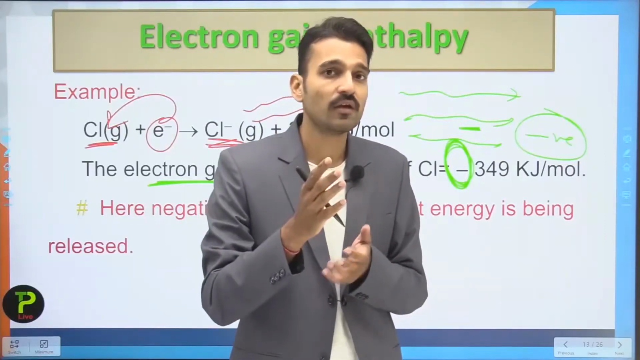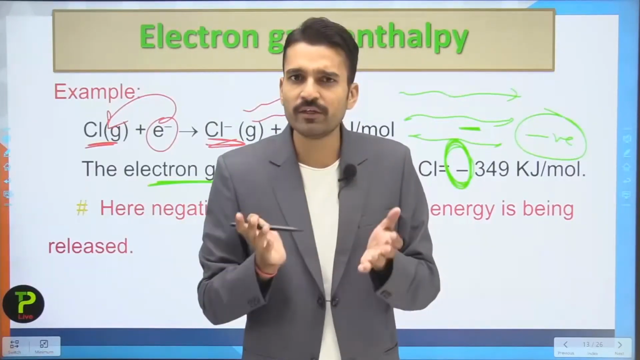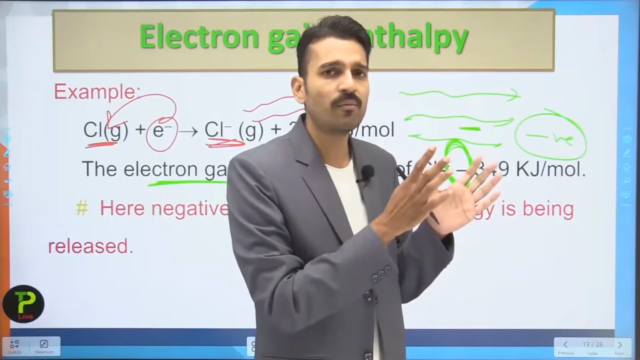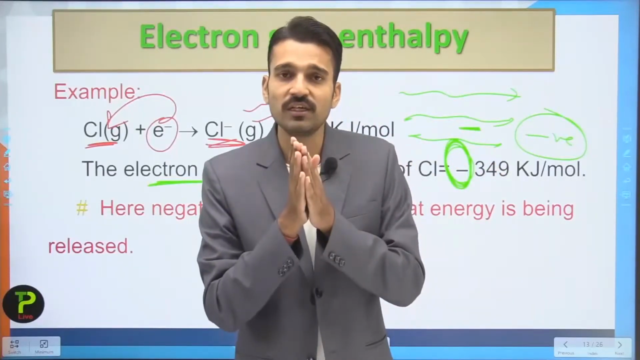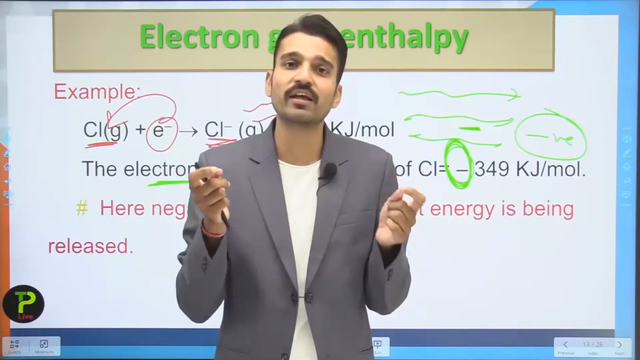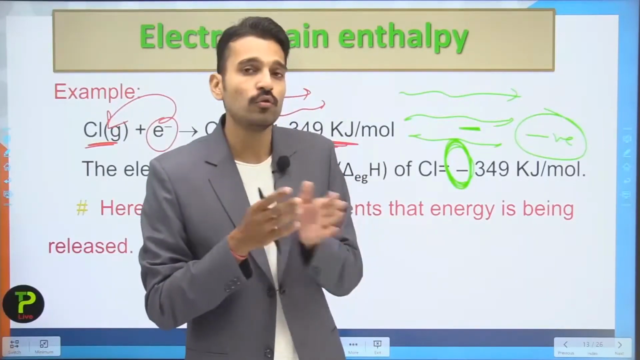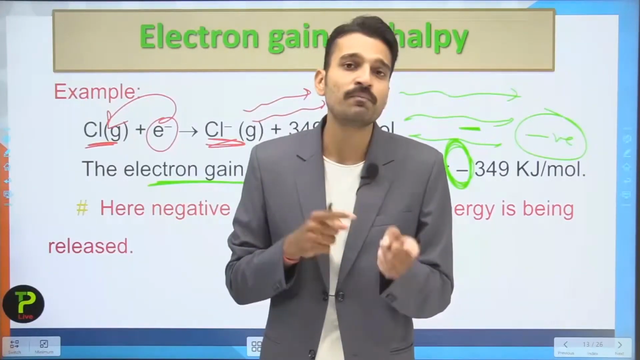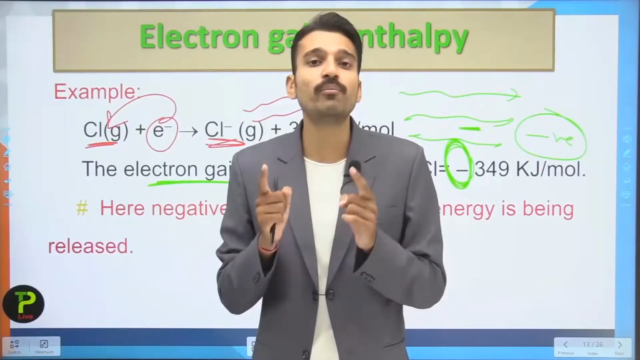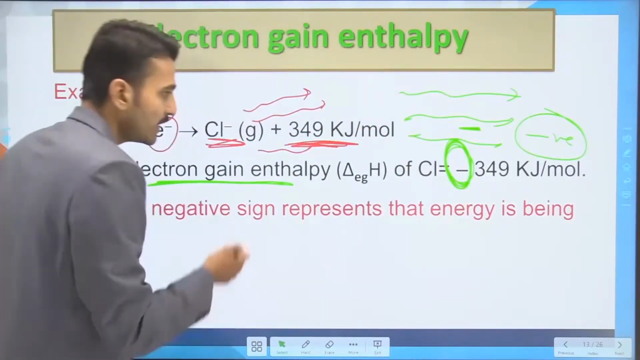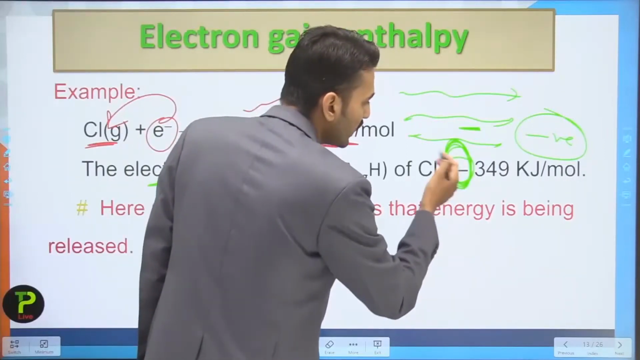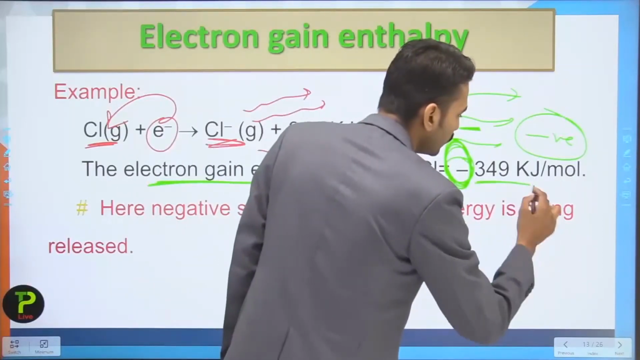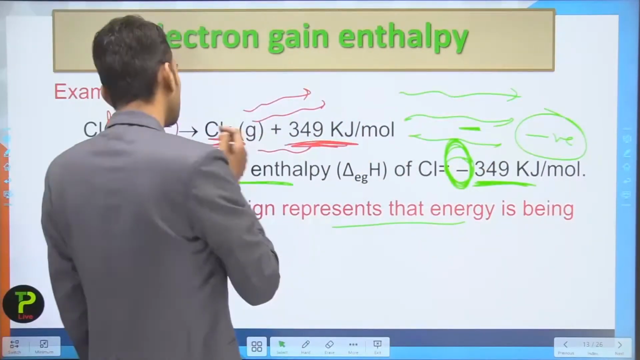While in some cases, the electron gain enthalpy would be positive. It means that for the addition of an electron, we would require a large amount of energy. You can also see that for the noble gases, which have the stable noble gas configuration, to add an electron we have to provide energy. It simply means that the electron gain enthalpy for the noble gases would be a positive value. So this negative sign represents that the energy is being released, and here the value is 349 kilojoules per mole for the chlorine atom.